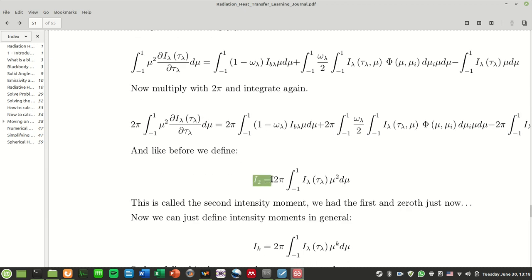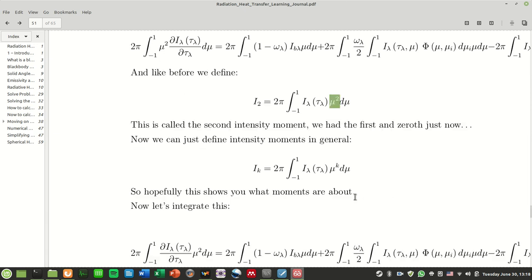And like before, we define I2. Remember I said I2 is the second moment. This is a second intensity moment where we have mu squared inserted inside. So we define I2, and of course this is the general formula. Ik equals 2 pi integral, and then you have this mu to the k inside.